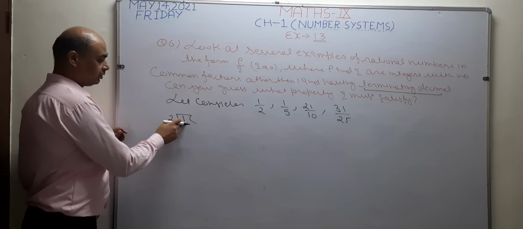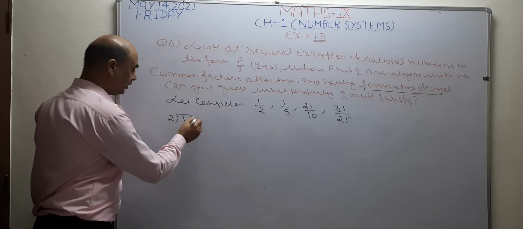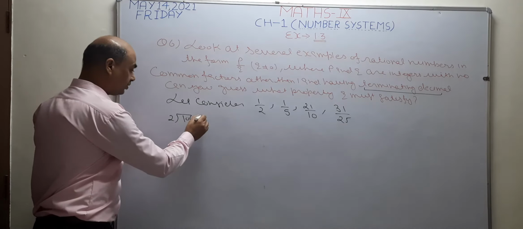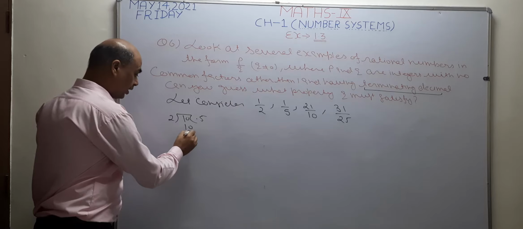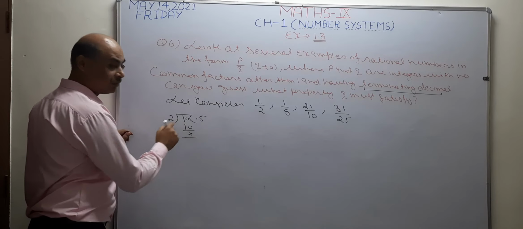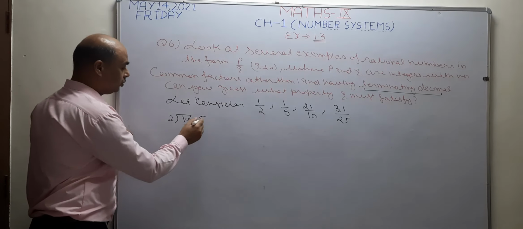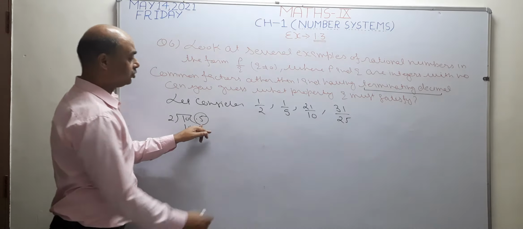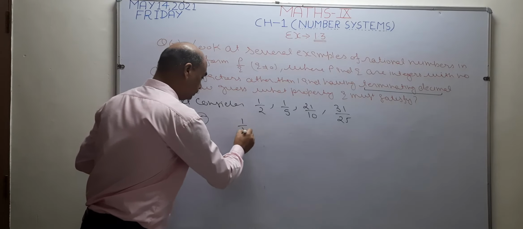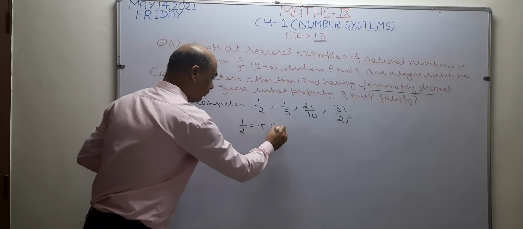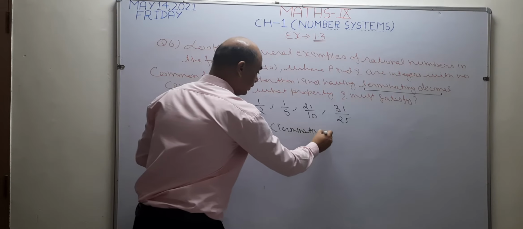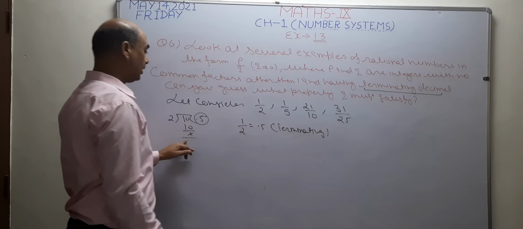This number is smaller than this, so I take a decimal. After taking the decimal, 0 is allowed. Now 2 5s are 10. Now what happened? The remainder becomes 0. Since the remainder becomes 0, this is known as terminating decimal expansion. So the answer of 1 by 2 is 0.5, which is a terminating decimal because its remainder becomes 0.